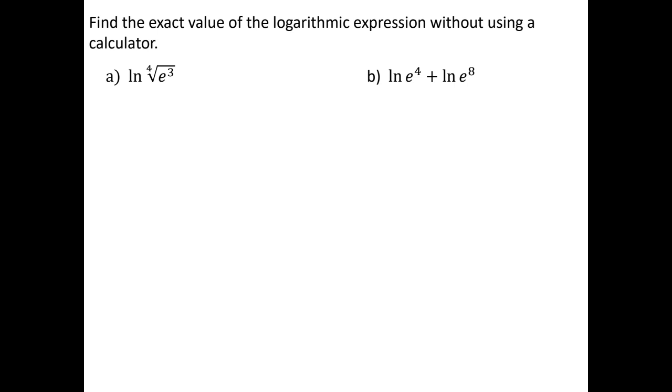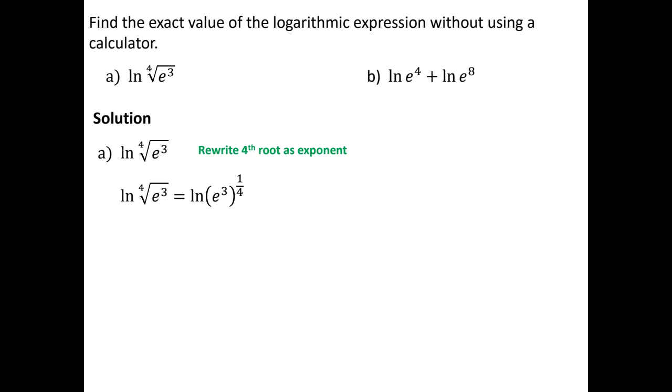All right, so let's practice some more of these, finding the exact values without using a calculator. Okay, now let's do one with a natural log. So I have the natural log of the fourth root of e to the third. Okay, so it's a very similar process. The first thing that I need to do is write the fourth root as an exponent. The fourth root is just 1 over 4, and then I have e cubed.